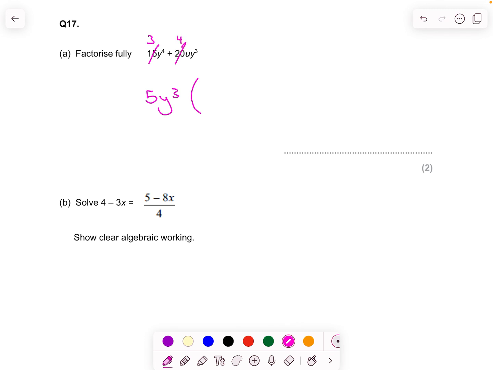I took out a y cubed, so that's gone. And this is reduced to just 1y. And so inside the brackets, I'm going to put 3y plus 4y. And that's it. I've fully factorised it. Okay.